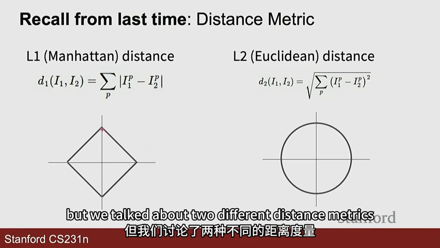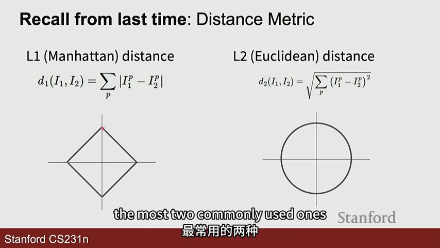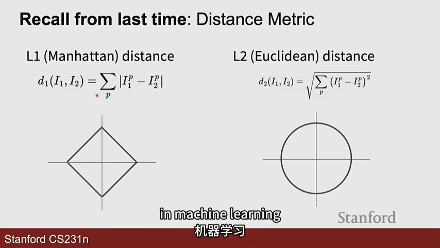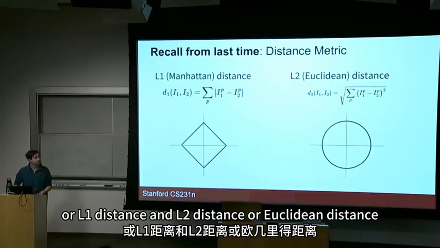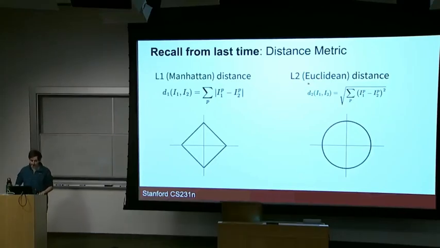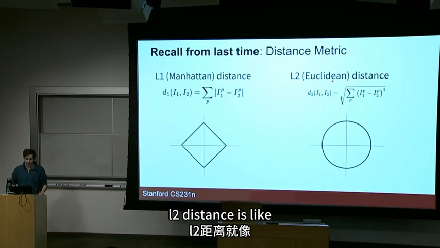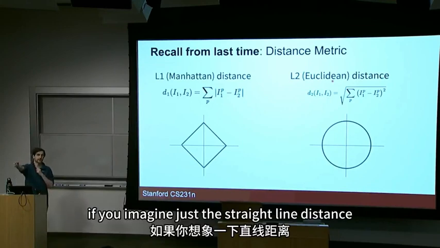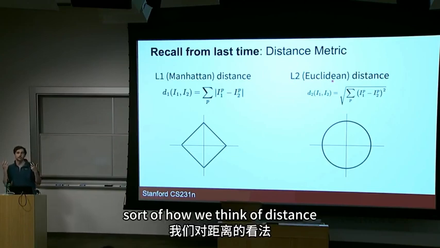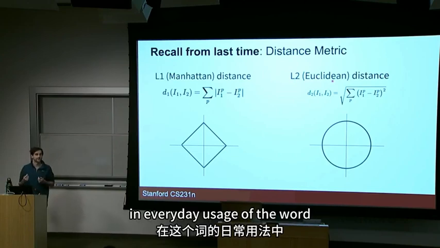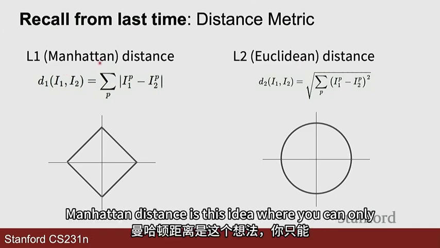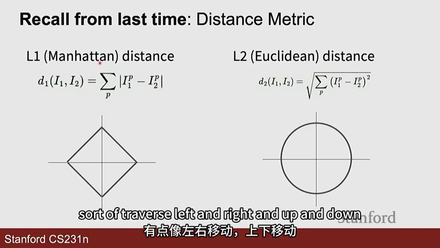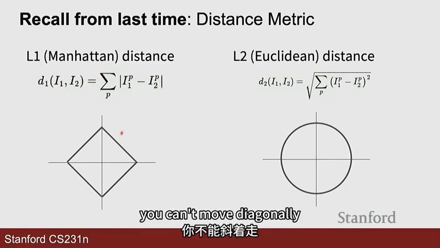But we talked about two different distance metrics, the two most commonly used ones in machine learning, which are the Manhattan distance, or L1 distance, and L2 distance, or Euclidean distance. L2 distance is like if you imagine just the straight line distance, sort of how we think of distance in everyday usage of the word. Geometrically, Manhattan distance is this idea where you can only traverse left and right and up and down in this diagram, and you can't move diagonally.